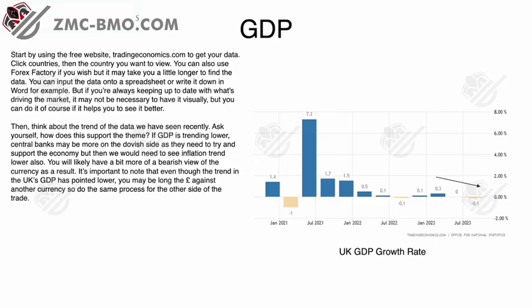So again, there is a lot of data, but all you're doing is keeping up to date with what will drive that theme that the markets really care about. Now, if GDP is trending lower, central banks may be more on the dovish side as they need to try and support the economy. But then we would need to see if inflation trends lower also. You will likely have a bit more of a bearish view on the currency as a result. So if GDP is coming lower, inflation may also be printing lower, potentially. And again, you're probably not going to be long the currency in that sort of environment on the margin.